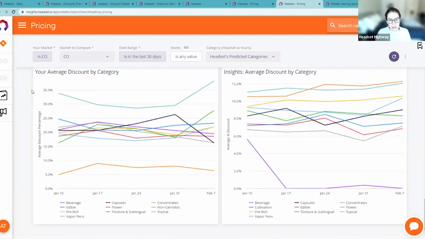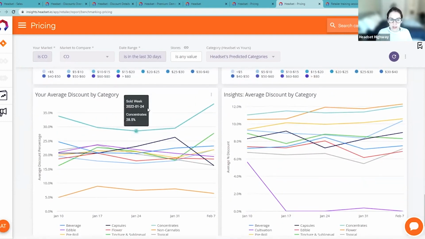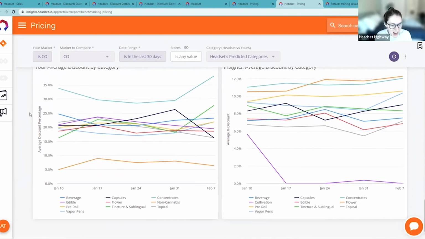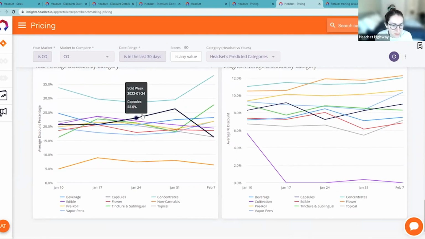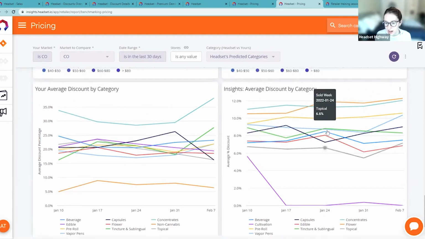Down here at the very bottom, so continuing our discounting story, you can see what your average discount by category was compared to the market. So this is one that I really wanted to point out today because we're talking about discounting. So again, let's say I hover over, where are my beverages? So beverages are blue. For January 24th, I had an average of 20.5% discount. Let's see what the market did on that. So beverage again is in blue. The market did about an 8.5% discount on average.